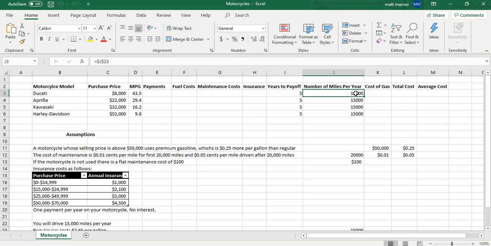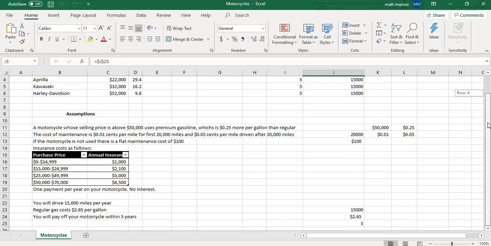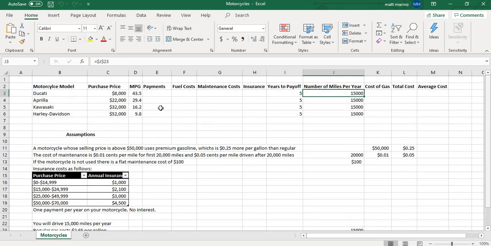Similarly, for the number of miles per year, we've done a cell reference to the 15,000 miles, which is back in our cell J23. You'll notice again the absolute cell reference with the dollar sign. So what does this mean? Well, this means all of our costs of maintenance will be utilizing the 1 cent per mile because we are using under 20,000 miles. So let's go through and calculate what we need to understand.